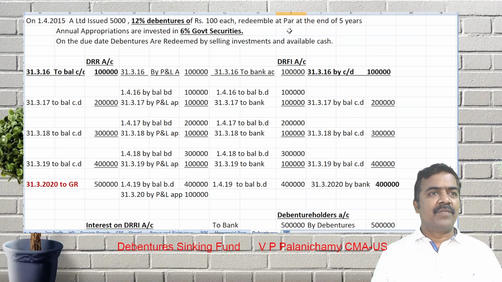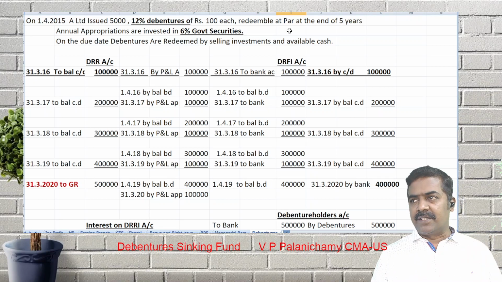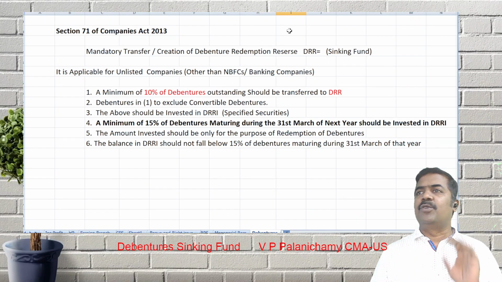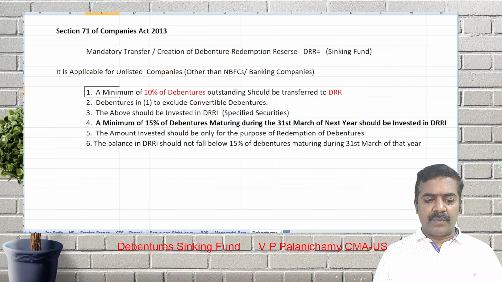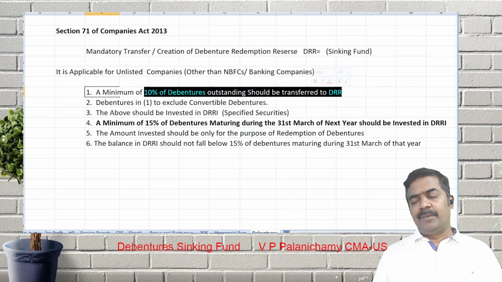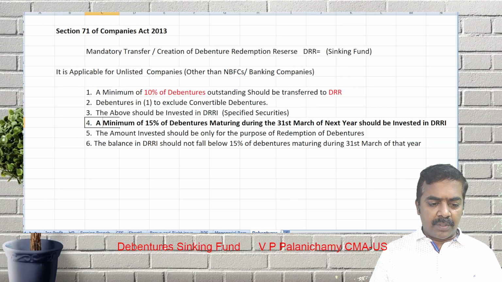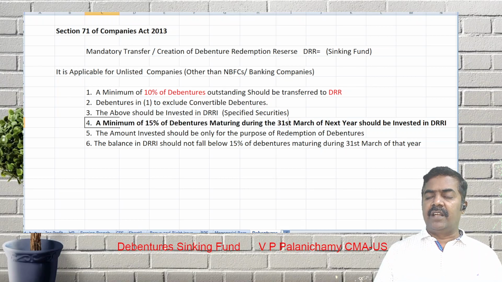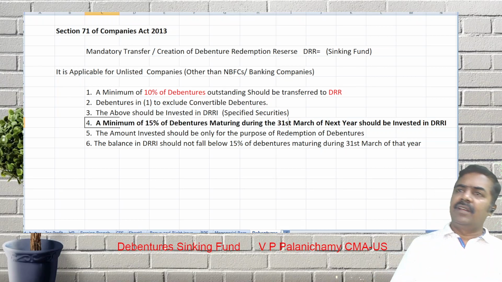Minimum how much is enough? 15%. Minimum 15% is required. If the actual amount is more than that, no issues. So how to approach in the exam? Simple. If they give you an actual amount to be transferred, take that. If they don't, ensure how much is transferred: 10% of outstanding debentures are transferred to the Debenture Redemption Reserve. If any debenture is redeemable in the next year, ensure a minimum of 15% is created. If the actual amount is more, take that actual amount.